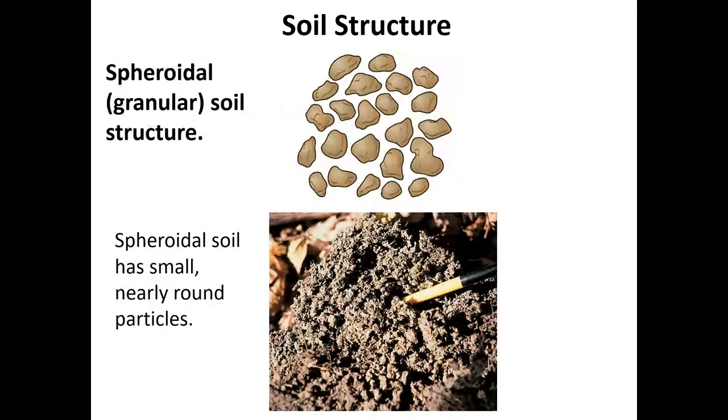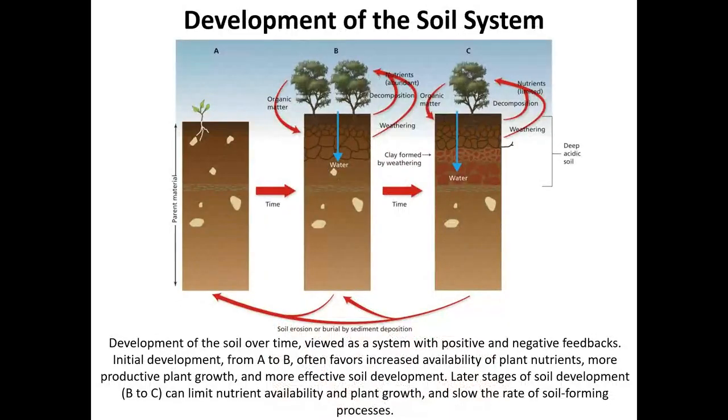And then finally, spheroidal soil structures. This is when you have lots of smaller round soil particles that are clumped together. So they're small and nearly round, kind of like breadcrumbs. This is highly porous, so water seeps through it fairly easily. So it's kind of the opposite of clay. So those are the four main kinds of soil structures, how soil is structured in the wild.